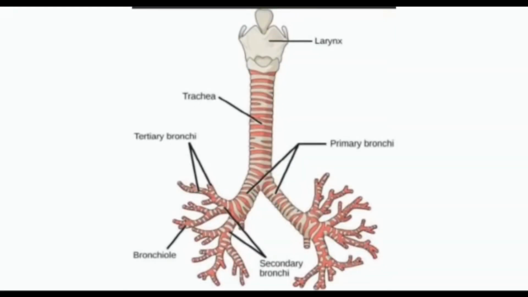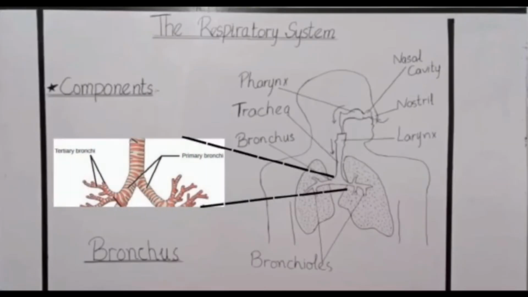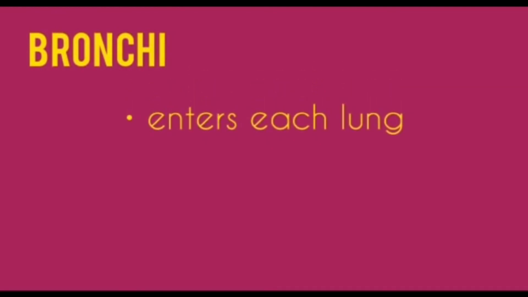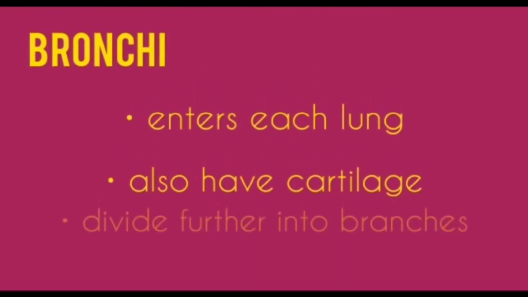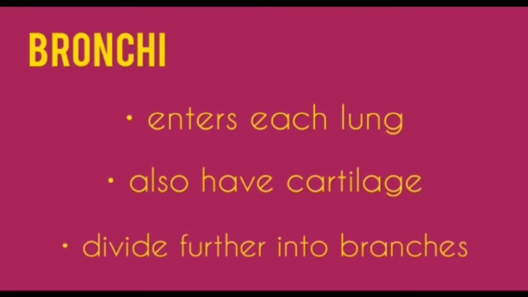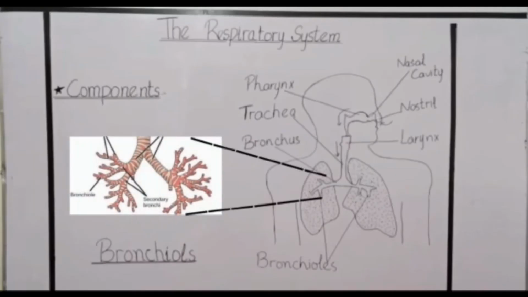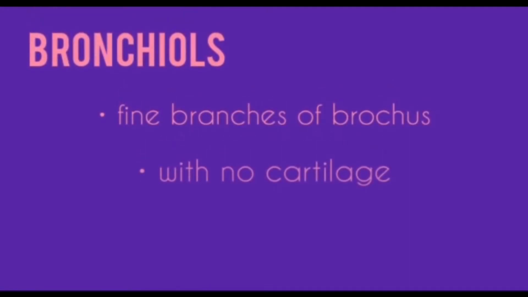In the chest cavity, the trachea divides into two branches called bronchi. Singular is called bronchus. The bronchus of each side enters each lung. It also has cartilage in it. Entering the lungs, it further divides into branches called bronchioles. Bronchioles are fine branches which have no cartilage in them.